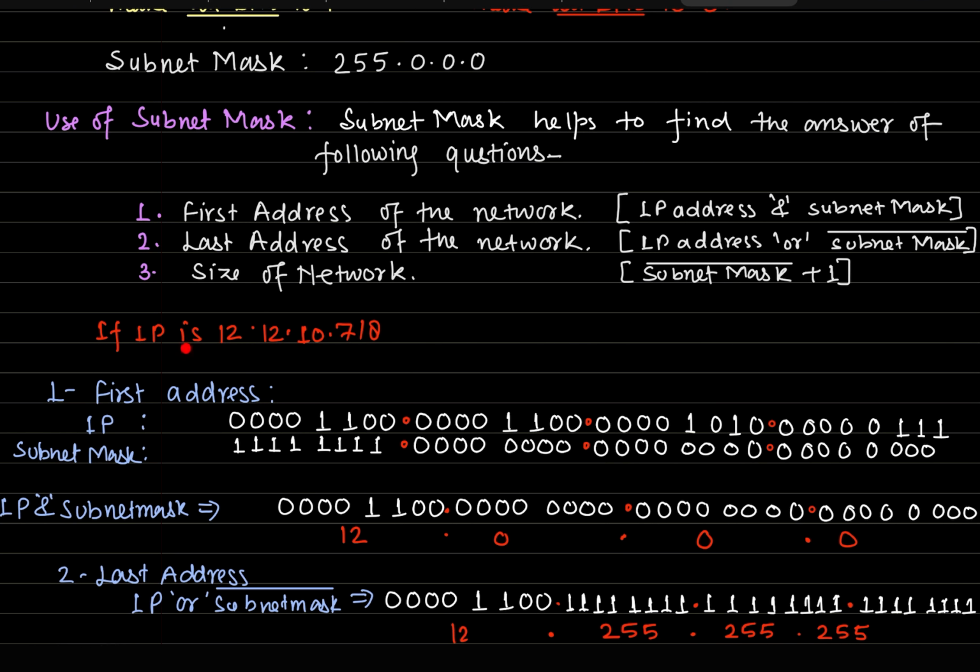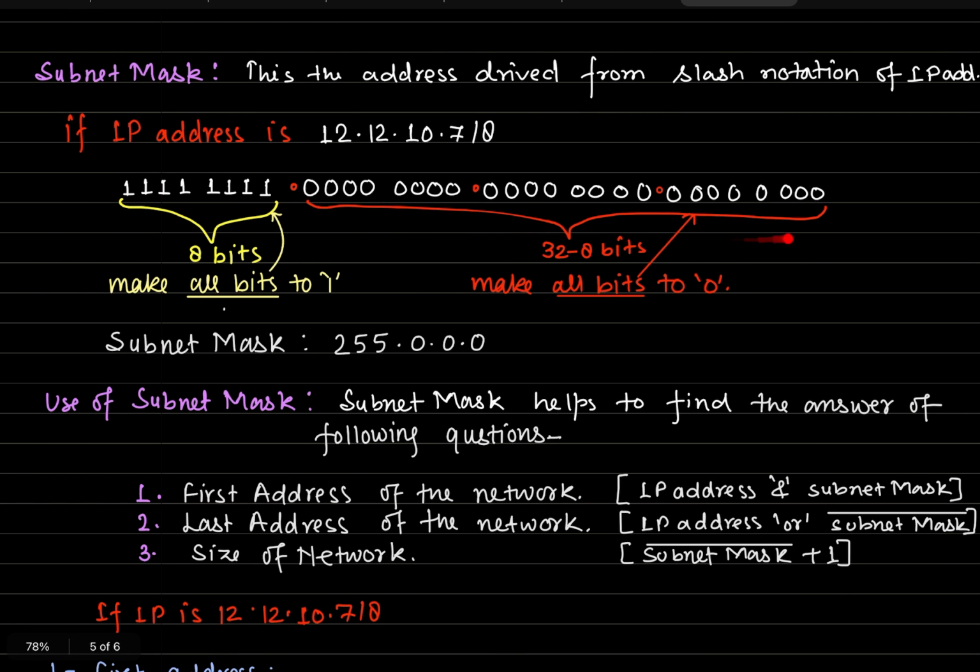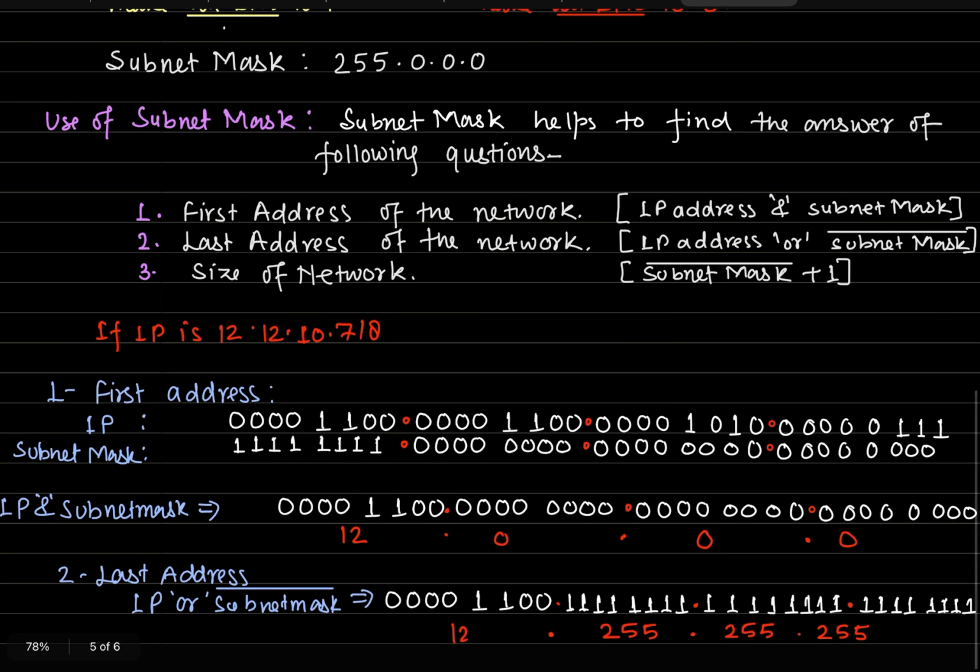Suppose for example we take the same IP address 12.12.10.7, and we want to find the first address. Then we write the IP address in binary form. You can see here I have written it in binary form. Then we write the subnet mask derived from this IP address, as I have calculated. We take the AND of these two, the IP address and the subnet mask. We get 12.0.0.0.